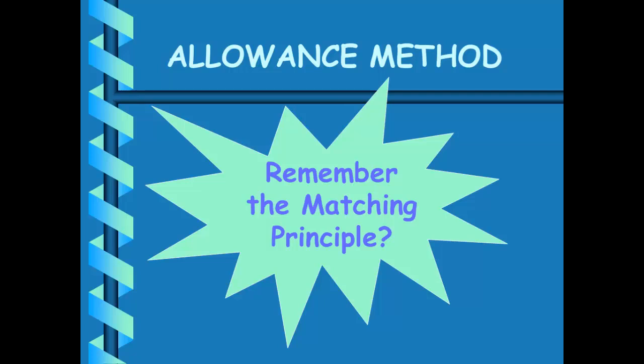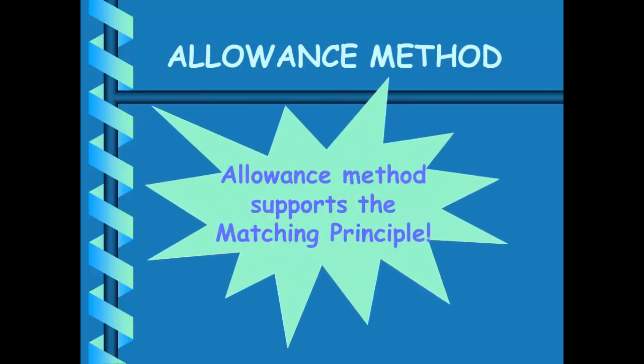For example, when I buy supplies, they are an asset to me. They become an expense to me when I do what? Use them up. And that's when they become an expense because that's when they help me generate revenue. So we have revenues recorded in the same period as the expense. How about inventory? When I buy inventory, it is an asset to me, right? When does it become an expense to me? When I sell it, and then it becomes cost of goods sold. Why does it become an expense then? Because that's when it generates revenue. So I'm matching revenues with expenses. The allowance method then is going to give me good matching of revenues and expenses.